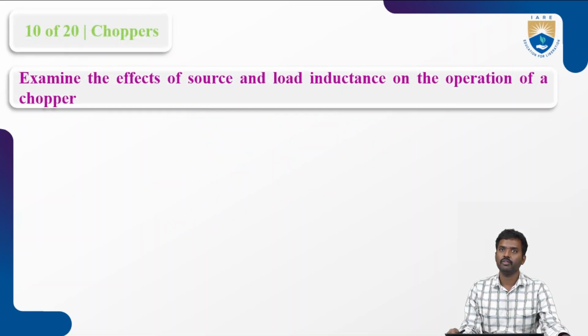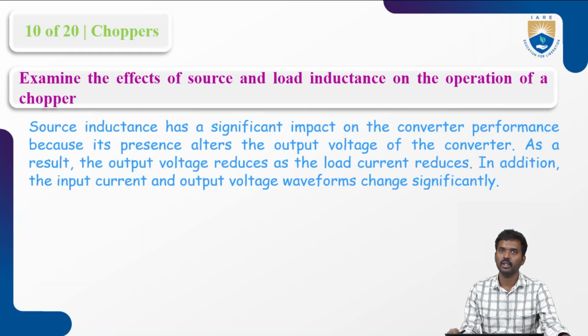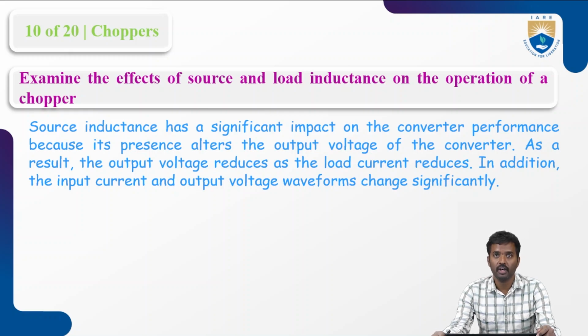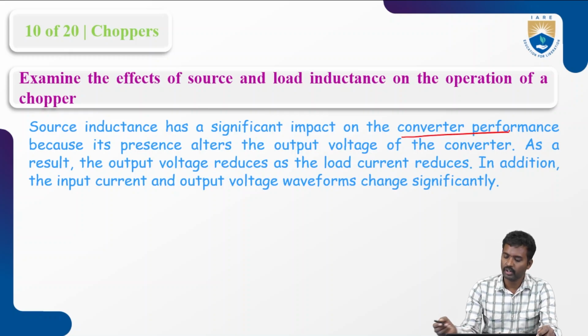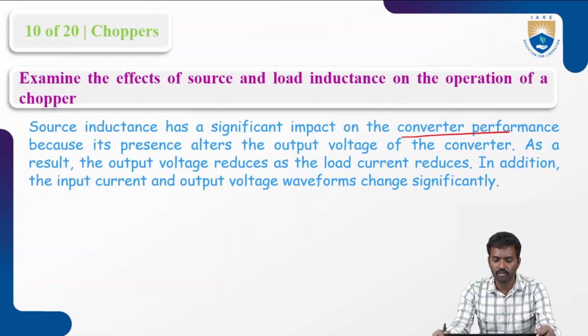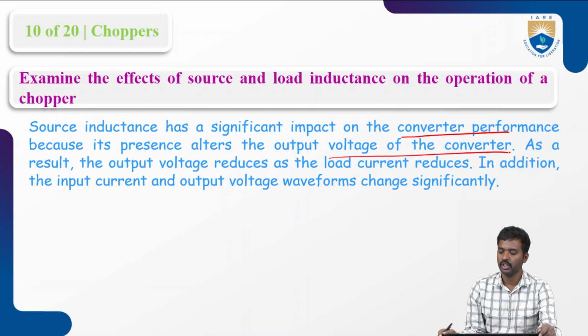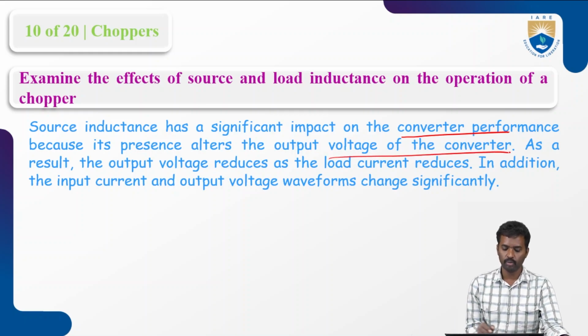Examine the effects of the source inductance and load inductance on the chopper. There is an effect of source inductance and load inductance on the converter performance, because the presence of inductance alters the output voltage, and as a result the output voltage reduces and the load current reduces. In addition, the input current and output voltage waveforms may change significantly.